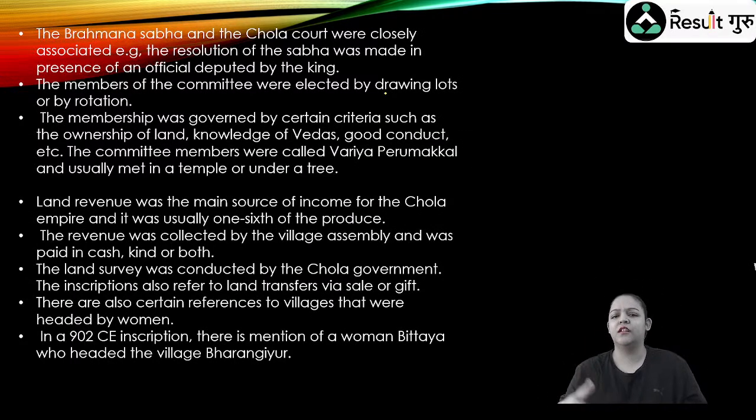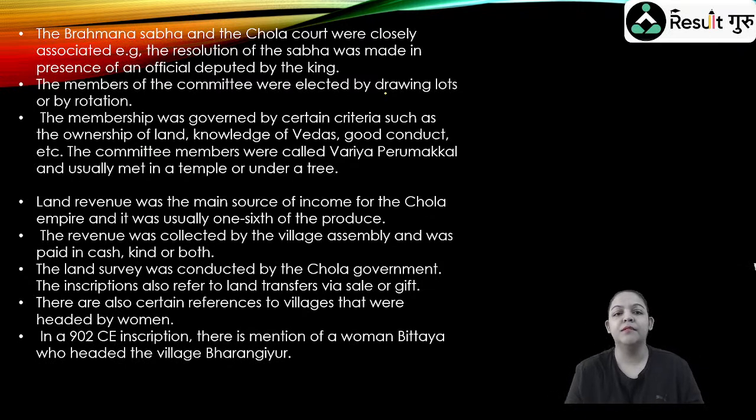Let's finish at least one more slide, and then maybe we can clear some doubts together. So the Brahman Sabha and the Chola court were closely associated, meaning they were working together. The resolution of the Sabha was made in the presence of an official deputed by the king. If there's any problem in the Sabha, all these decisions were made in the presence of the king.